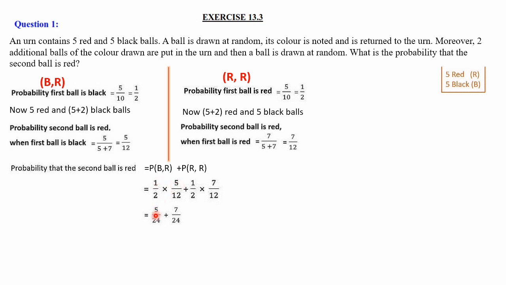1 into 5, that is 5, 2 into 12, that is 24, 1 into 7 is 7, 2 into 12, 24. That is equal to 5 plus 7 is 12, common denominator. So 12 divided by 24, that is equal to 1 by 2. So the required probability is 1 by 2.